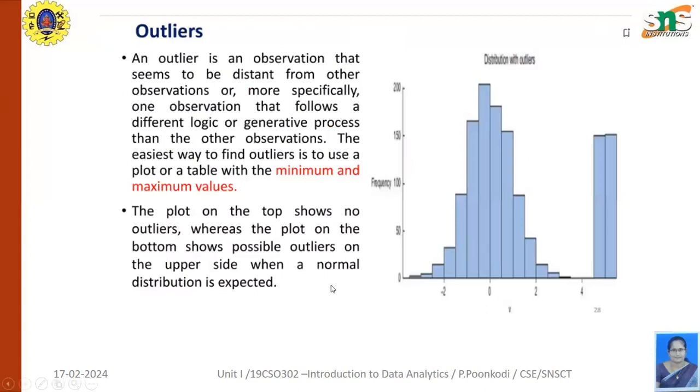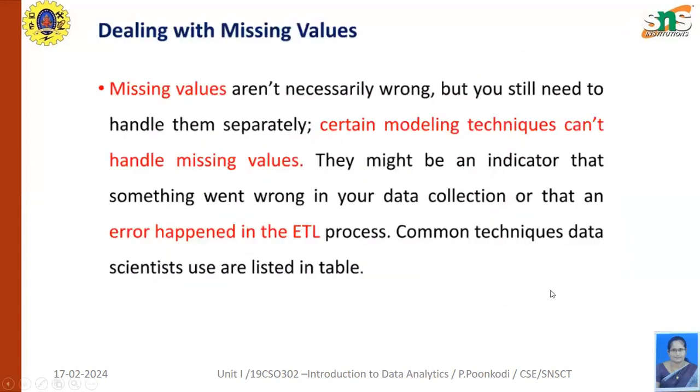Then the next one is the outlier. Outliers are used for observations that follow different logic and generative processes. Also, it will give the plot of maximum and minimum values, okay, the top value and low value. Then dealing with missing values, which are not necessarily wrong, but let us treat them separately. Certain modeling techniques cannot handle missing values. So the data collection and that error happened in the ETL process. Common techniques data scientists could use are listed in the table.